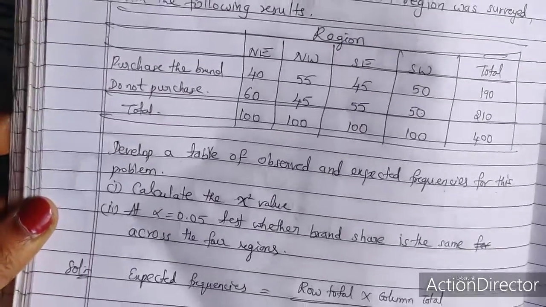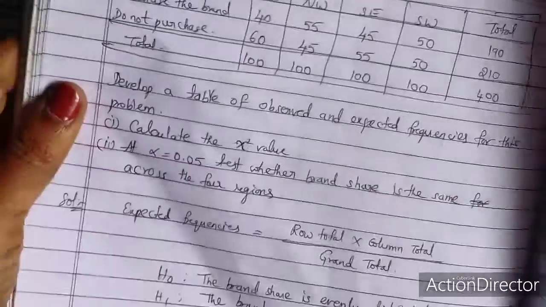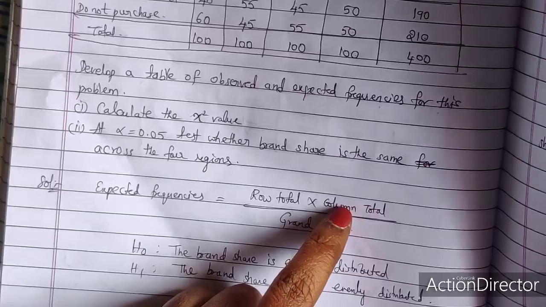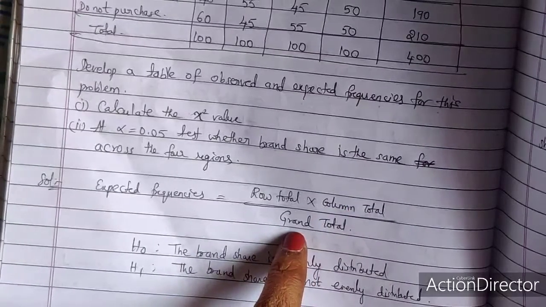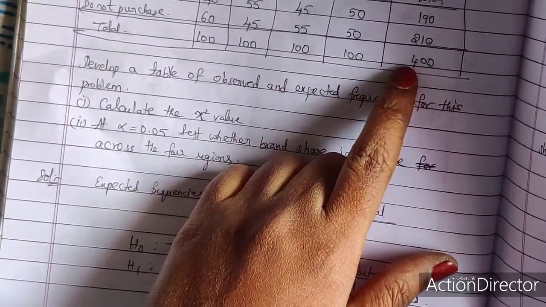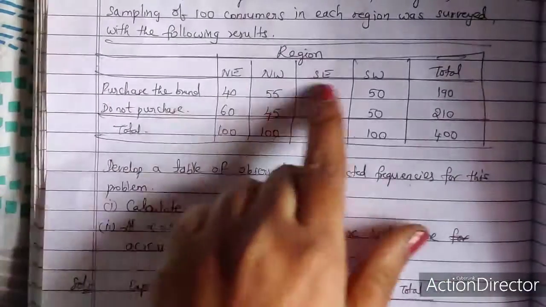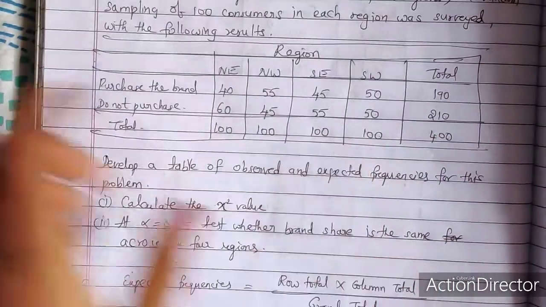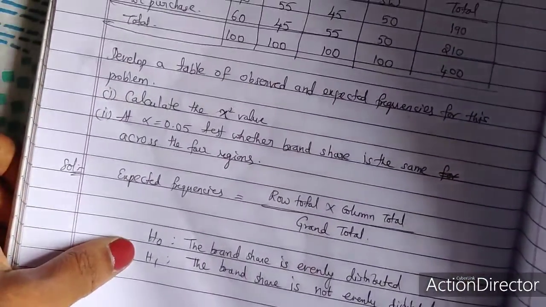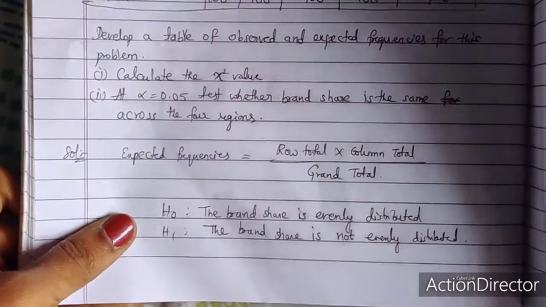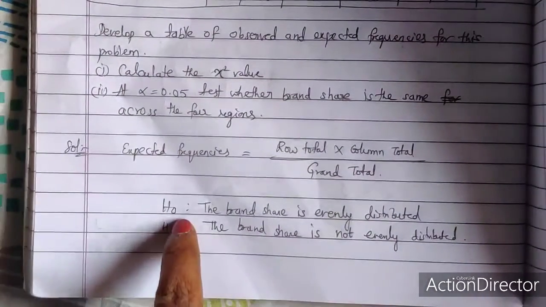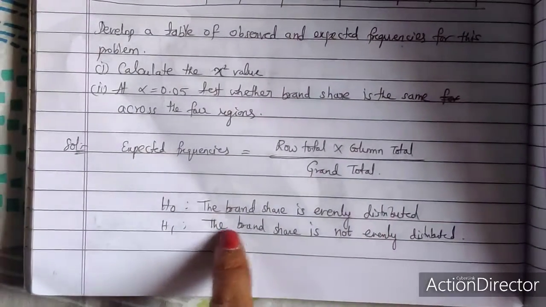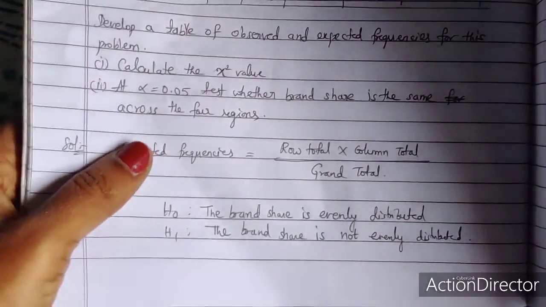To calculate the expected frequencies, we need to use this formula. Expected frequency is equal to row total into column total divided by grand total. The grand total is nothing but 400. The row totals are here and these are the column totals. First we have to formulate the null hypothesis and alternative hypothesis. The null hypothesis is that the brand share is evenly distributed. H1 is that the brand share is not evenly distributed.